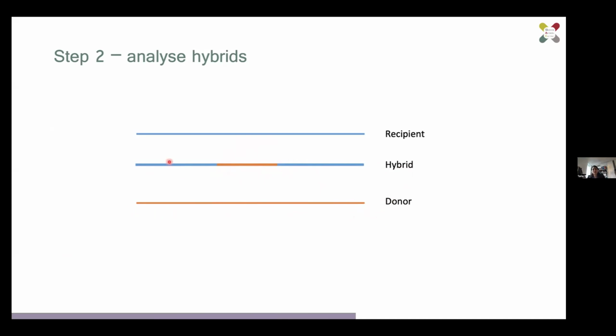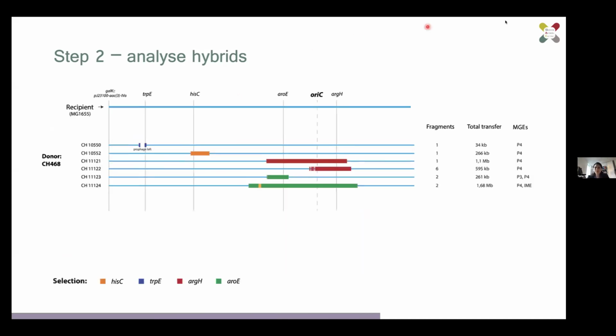So by this analysis, we can come up with maps that look like this. What we see here at the top is a genetic map of our recipient. This is where we have our resistance cassette. And then all of these are the genes that we deleted in the recipients, which is what we're selecting for. We're selecting for transfer of one of these. And here in different colors, I show which of the markers is being selected for each strain.